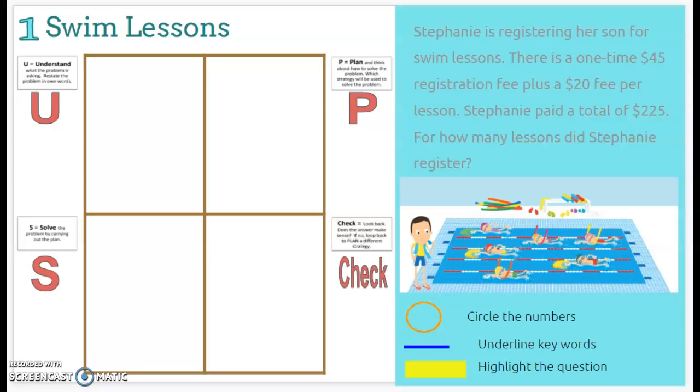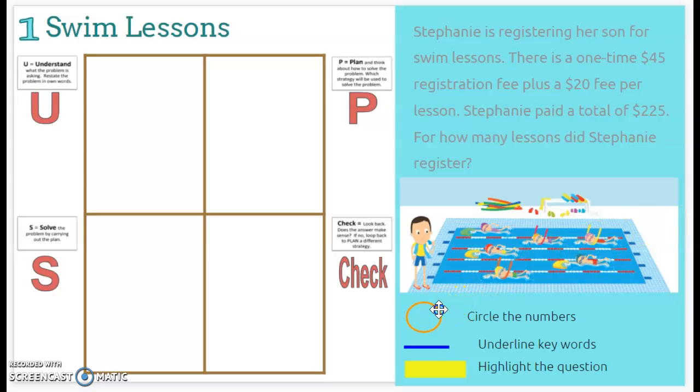Okay, so we're going to work on problem number 1, which is titled Swim Lessons. Let's go ahead and read the word problem. Stephanie is registering her son for swim lessons. There is a one-time $45 registration fee plus a $20 fee per lesson. Stephanie paid a total of $225. For how many lessons did Stephanie register?